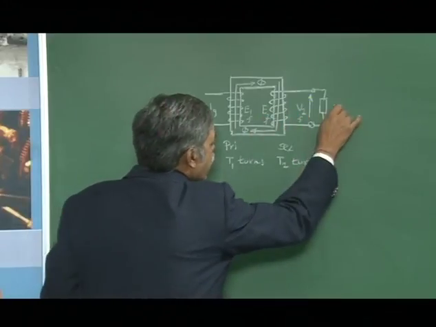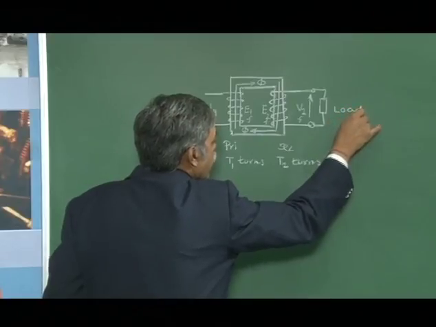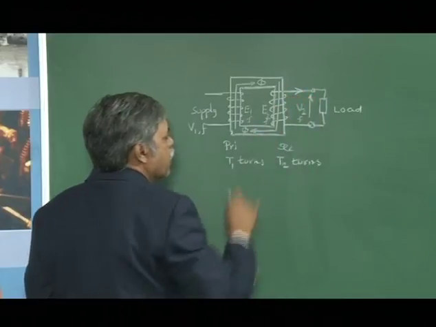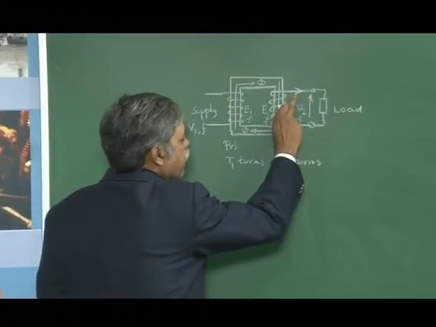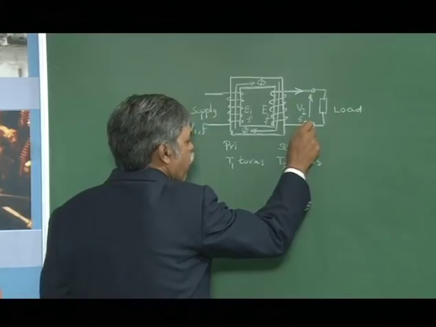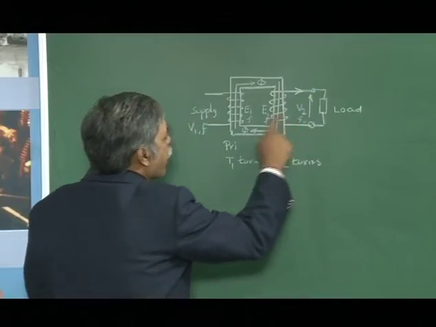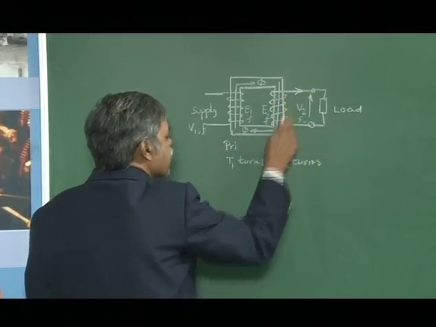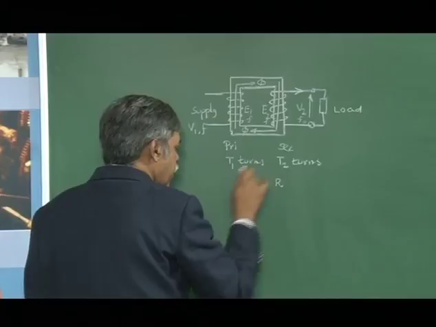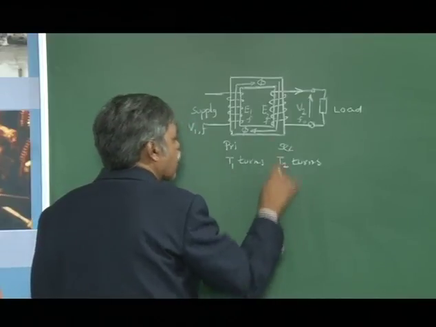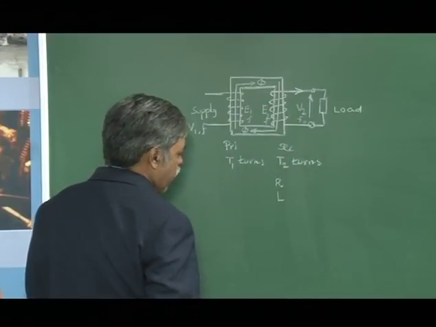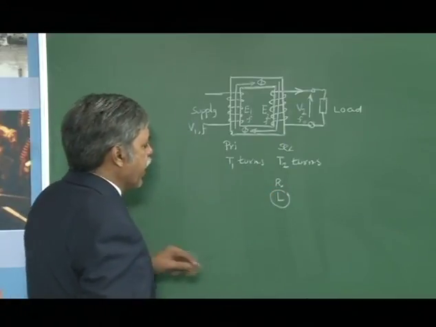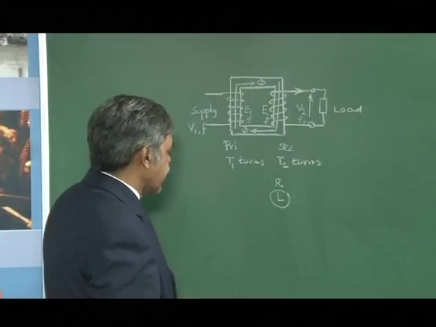Now when you connect a load here, the induced voltage you have here will allow a current to flow through the secondary winding. This current will be given to the load at a voltage of V2. What is happening between E2 and V2 is that this winding has a resistance, and it also has an inductance because of the change in the flux reversals. This inductance of the secondary winding is because of the leakage flux linkages.